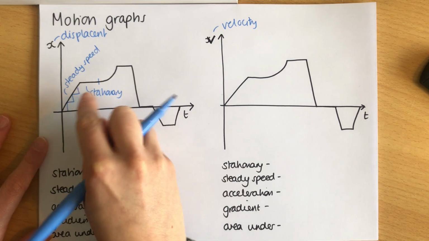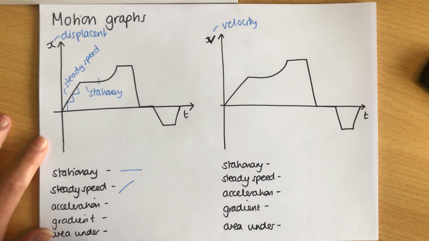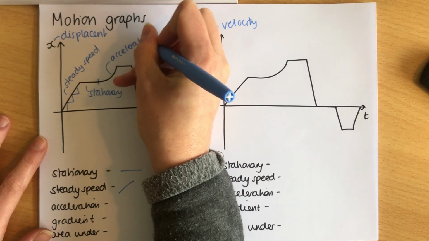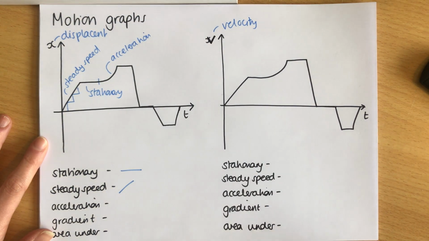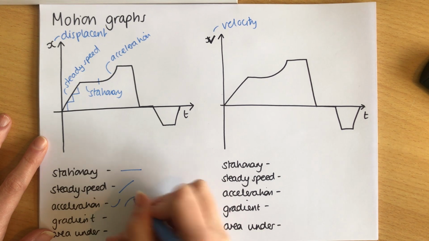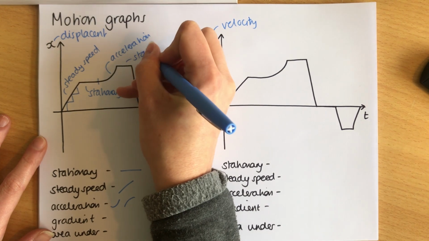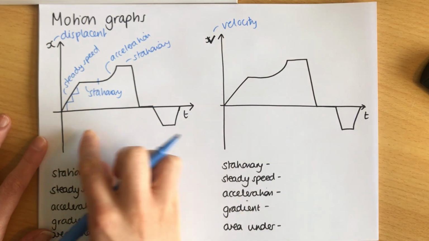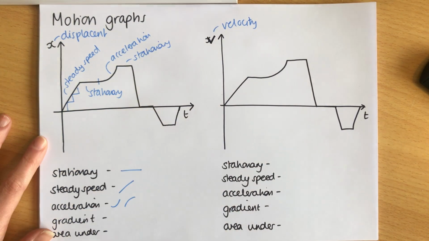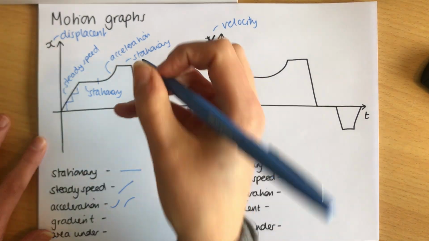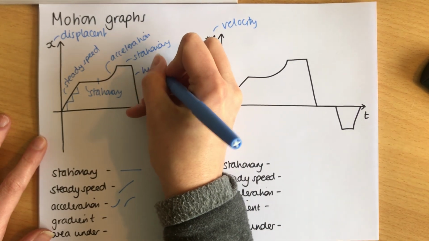So stationary is a flat line, a straight diagonal line is steady speed, a curve is acceleration, because that means the speed is changing. It can be up or down. Slowing down is still a form of acceleration. It's often called deceleration, but it's still a form of acceleration. So acceleration is a curve, any type of curve that you want. And we've got another flat bit, so stationary again. Then I've got a steeper line. Now a steeper line means a faster speed, but it's still straight, which means it's steady. So this is a higher steady speed.